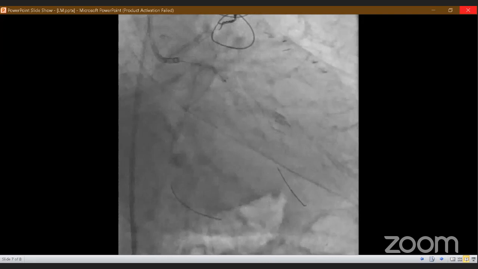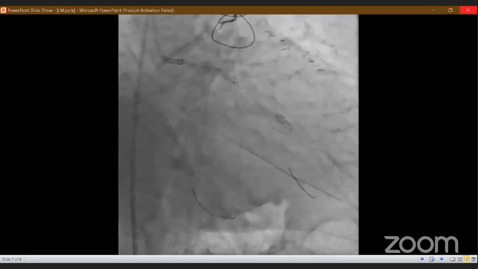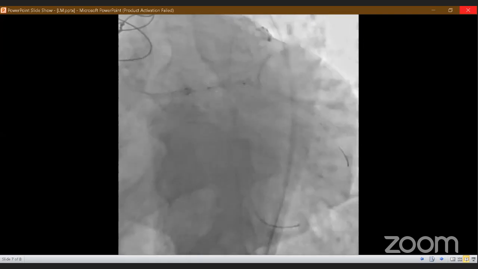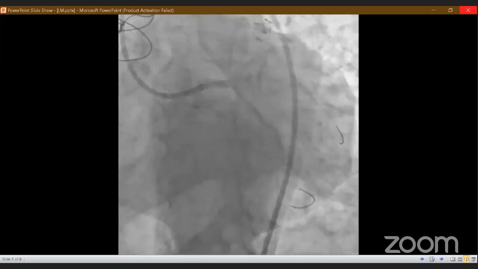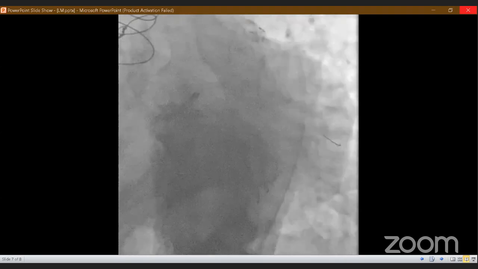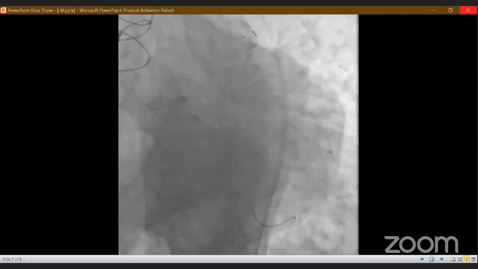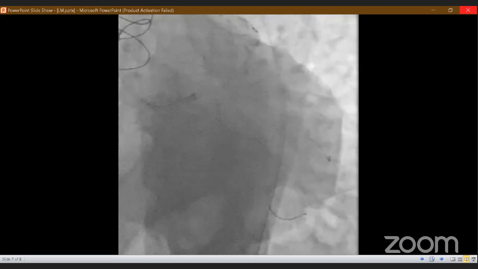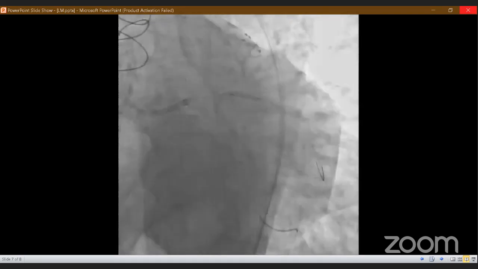We are trying to pass the balloon. It passed with difficulty, then we pre-dilated with the 2 millimeter balloon. Then we tried to pass another 2.5 or 2.75 balloon. It didn't pass, so we went for a 2.5, another shorter 2 balloon, and then we pre-dilated the ramus till its ostium with the left main.